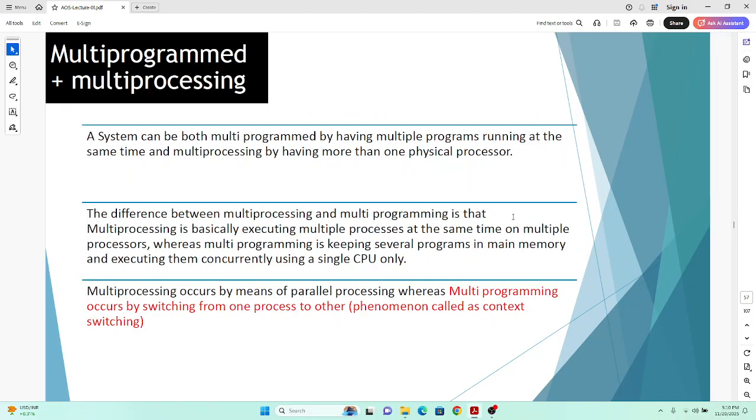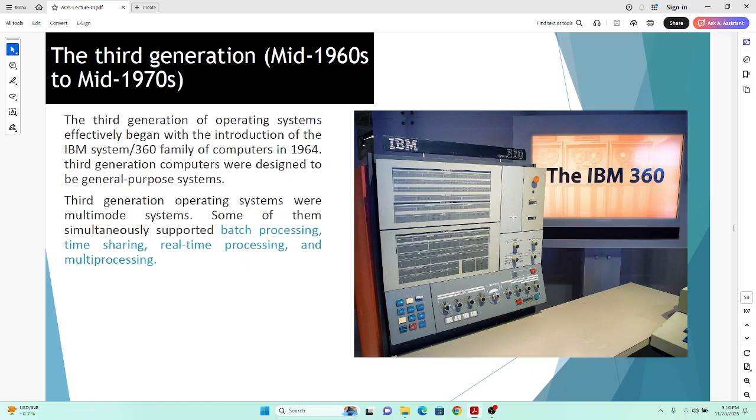And we will talk about multiprogramming and multiprocessing. A system can be both multiprogramming and multiprocessing. When we talk about multiprogramming, it is basically context switching, switching between different programs which are loaded onto your main memory, RAM. And when we talk about multiprocessing, a system can have different processes running on different CPUs, on different processors in your system. So this is the concept.